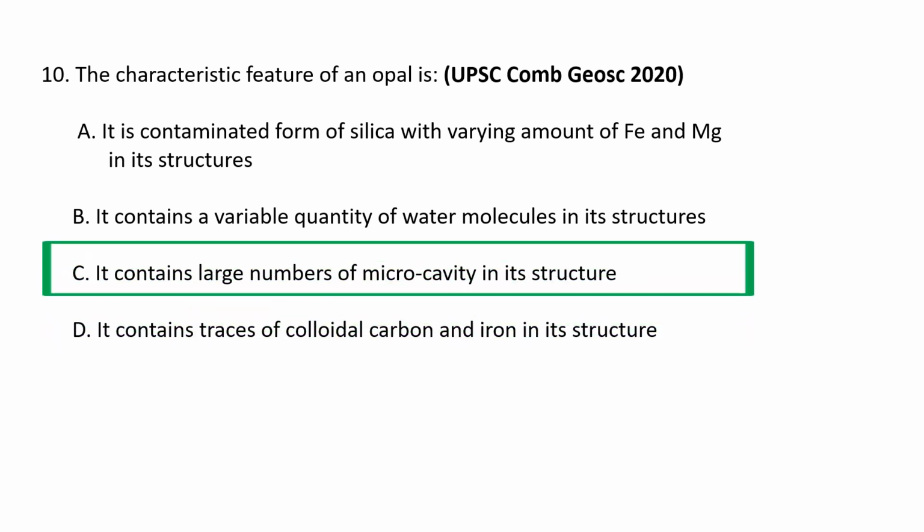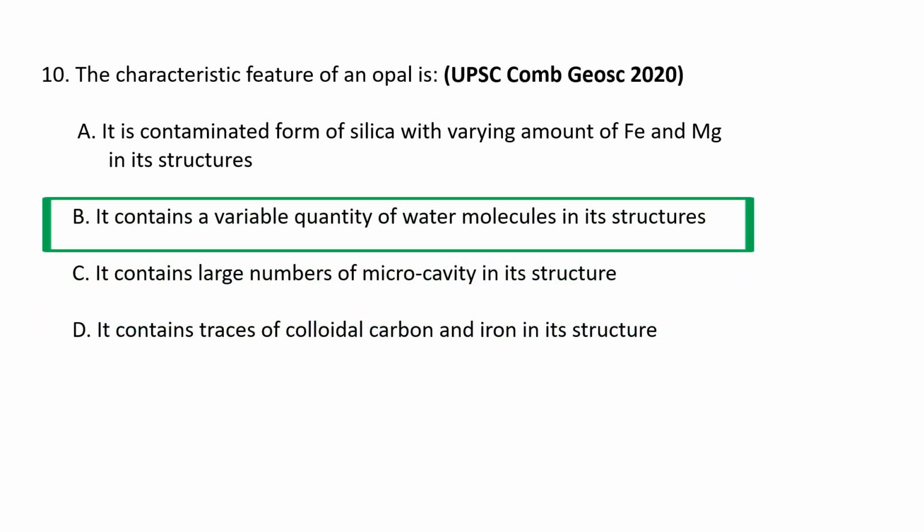So the characteristic feature of an opal is that it contains a variable quantity of water molecules in its structure. Opal is a hardened gel of silica and water, usually 6 to 10%, and its physical properties vary with the differences in its crystal structure and water content. Unlike other minerals, opal is amorphous with no definite crystal structure, and it is a common mineral found in many countries and various geological environments. So B is the correct option: it contains a variable quantity of water molecules in its structure. So it is SiO2·nH2O.